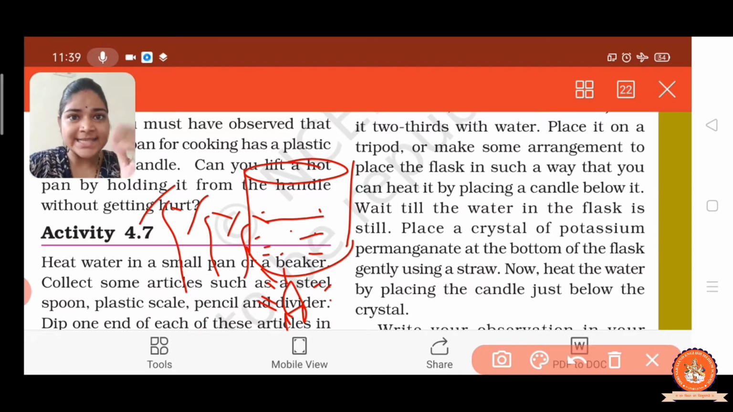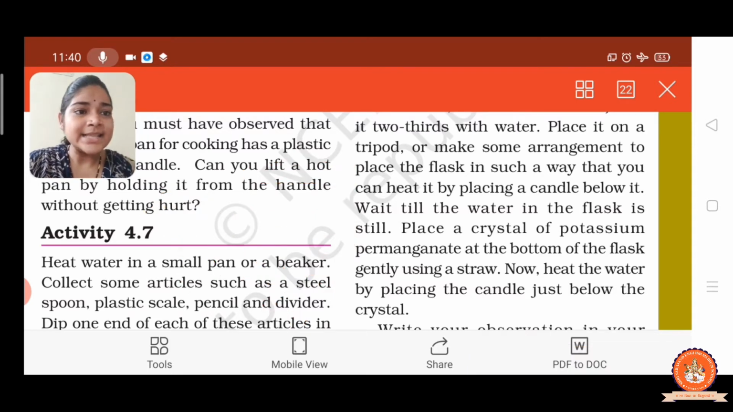It means they rise up. Again I repeat, if you provide heat to any liquid or gas, at that time their molecules will expand. It means their volume increases, and they become lighter and rise up. Right? So this is the convection method.